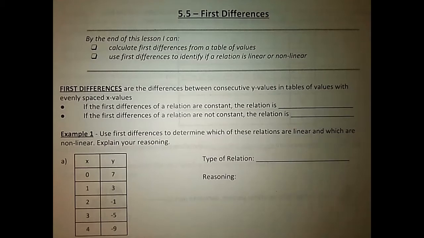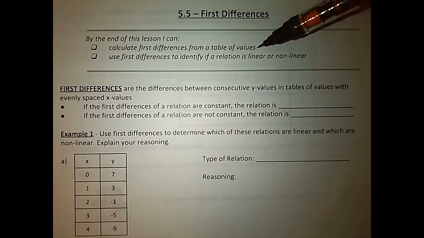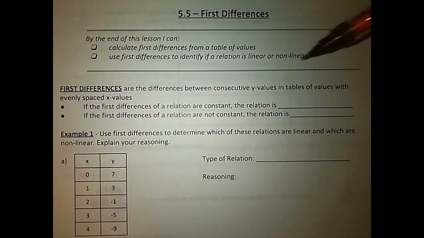Hi everybody, this is going to be our note for 5.5, first differences. We're going to be able to calculate first differences using a table of values, and we're going to use first differences to identify if a relation is linear or nonlinear.